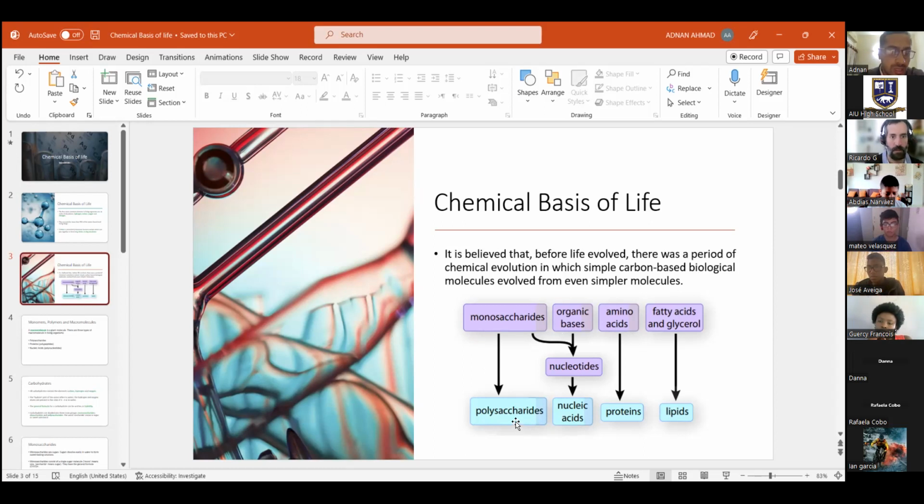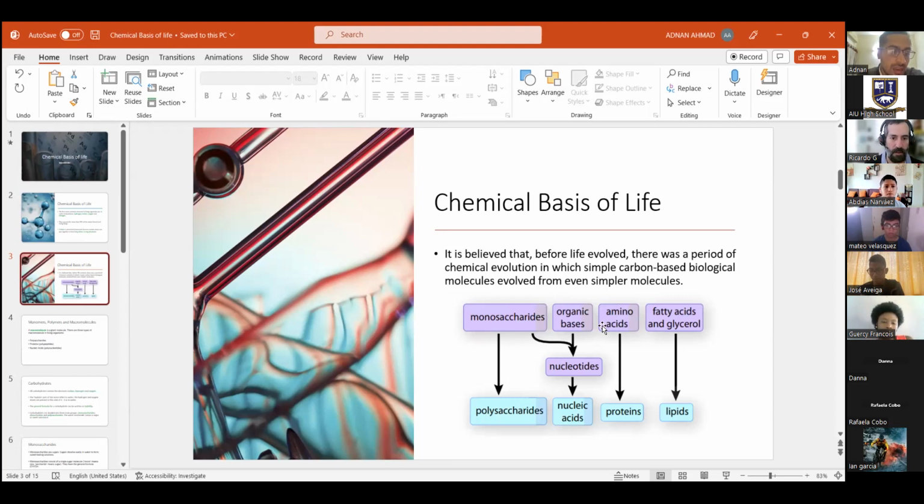Do you guys know what a saccharide is? Anyone? Okay, saccharide is a term for sugar, okay? So a sugar, in other words, we call it a saccharide. Then we have the organic bases. We will see what organic bases are. Basically, these are the simple units of DNA.